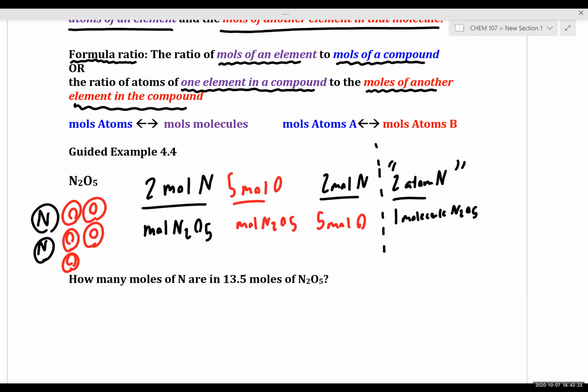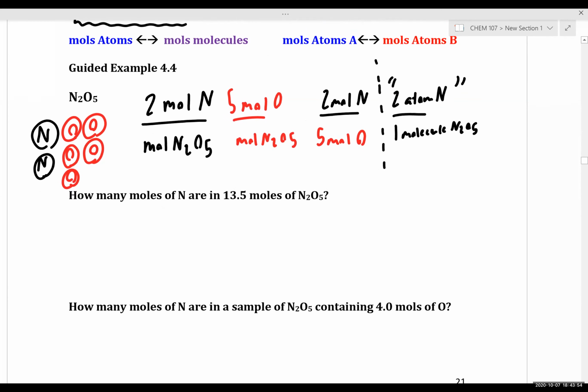Does everyone see how we can read the formula and develop some conversion factors that relate the moles of a molecule to the moles of an element in that molecule? Does that make sense? So Professor, mole is the same as atom? So the mole ratio is the same as the atom ratio. Okay, the ratio. Okay, got it. Thank you. So let's look at an example now.